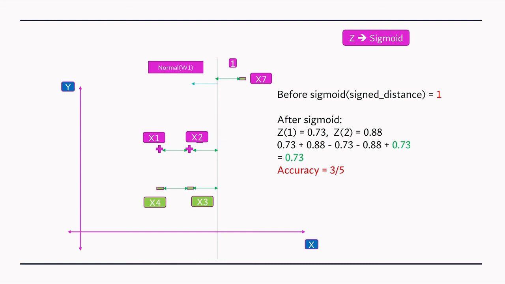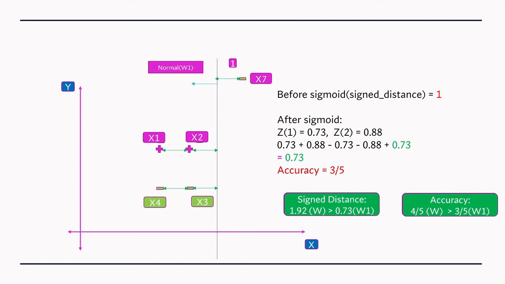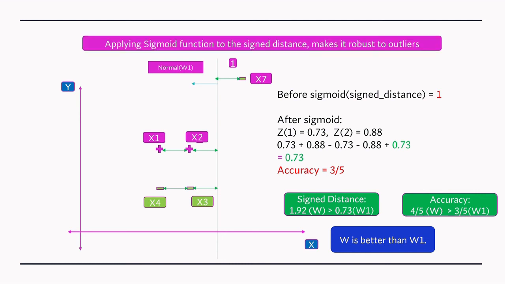And as we already calculated, the accuracy for this plane is going to be 3/5, since x1, x2, and x7 are correctly classified and x4 and x3 are misclassified. So here the signed distance of W plane is greater than W1. Also the accuracy of W is greater than W1. So we can safely say that W is really better than W1. And applying the sigmoid function to the signed distance makes it more robust to the outliers.